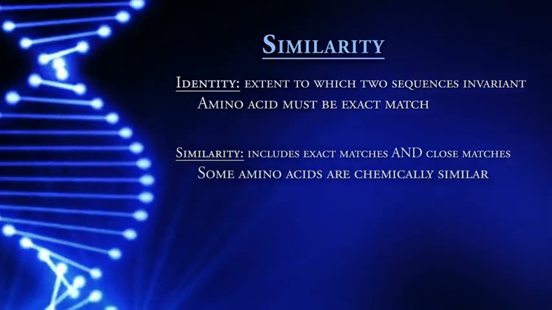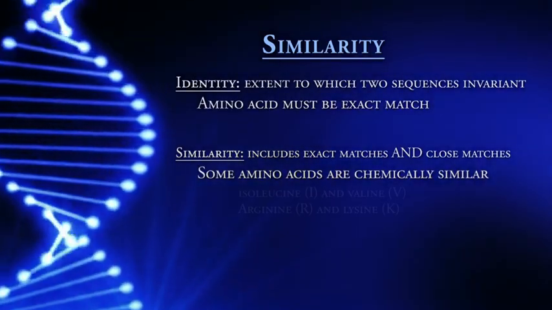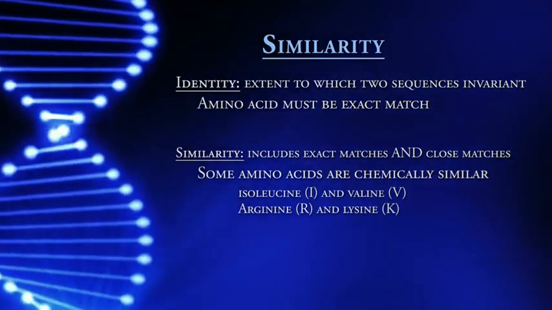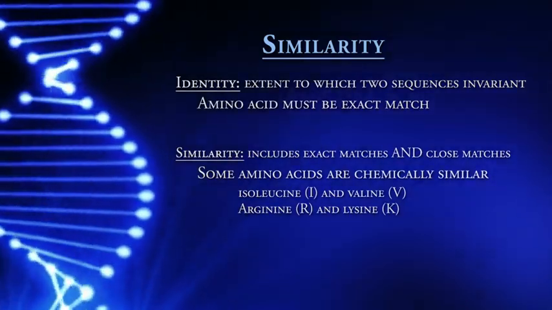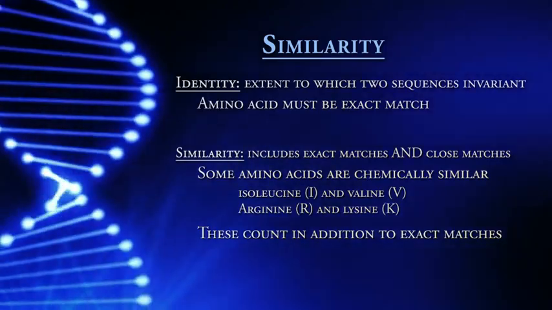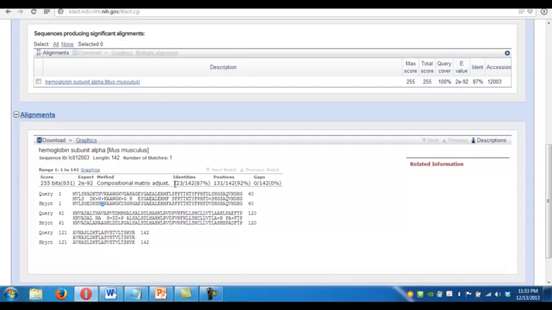Now note that some amino acids are chemically very similar. For instance, isoleucine and valine, and arginine and lysine. Arginine and lysine are the two positively charged amino acids, so they're very similar in chemistry. So we count those in addition to the exact matches when we measure similarity. The alignment we just saw was 87% identical and 92% similar. What that means is that 87% of the positions were exact matches, and an additional 5% included close matches or conserved positions. So these proteins are very, very close.